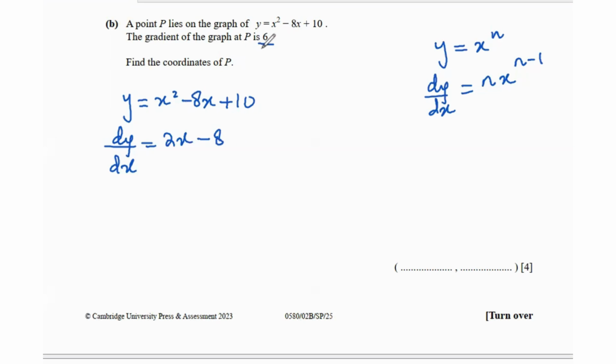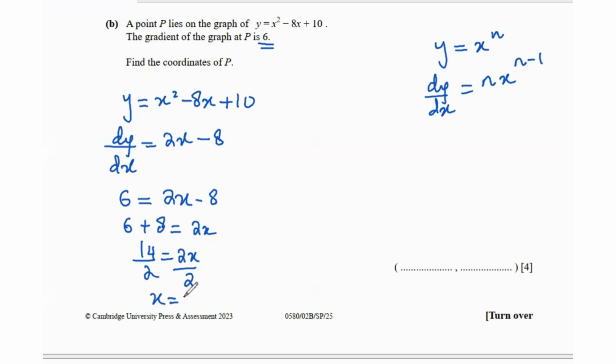Now they've given us the gradient. So dy by dx equals 6. So 6 equals 2x minus 8. 6 plus 8 equals 2x. 14 equals 2x. Divide both sides by 2 and x is 7. They're asking us to find the coordinates of P, not just the x value of P, both x and y.